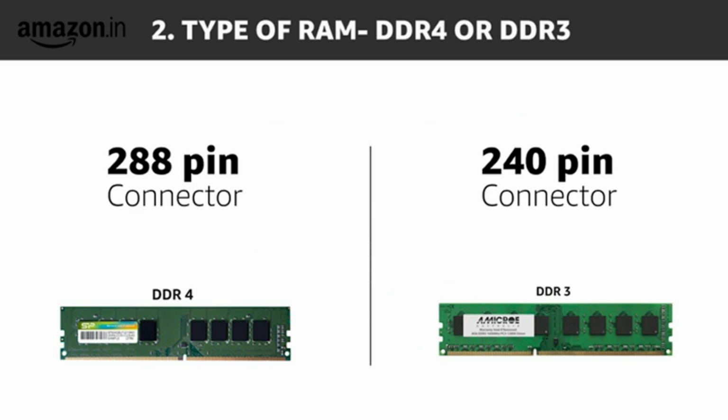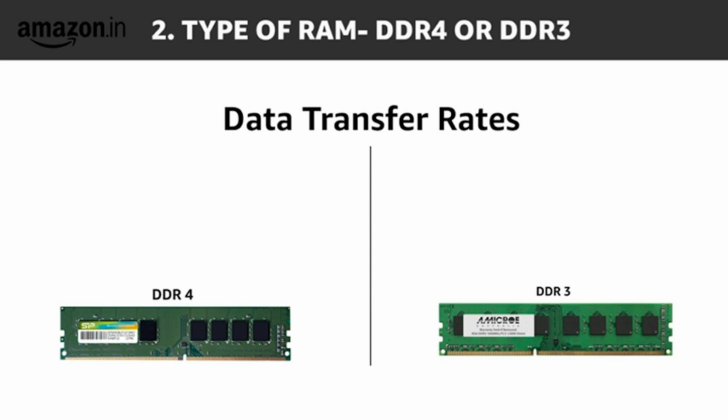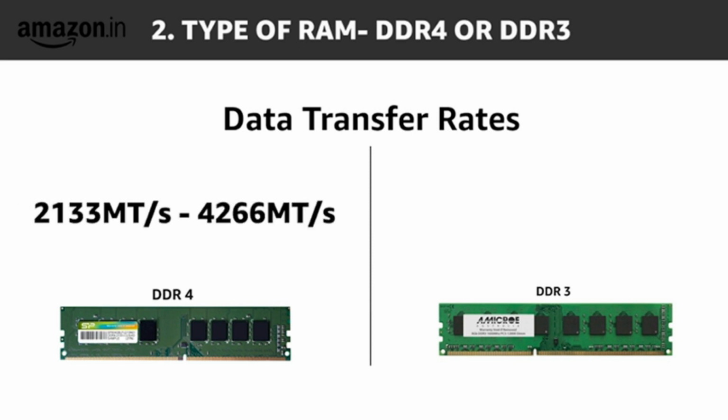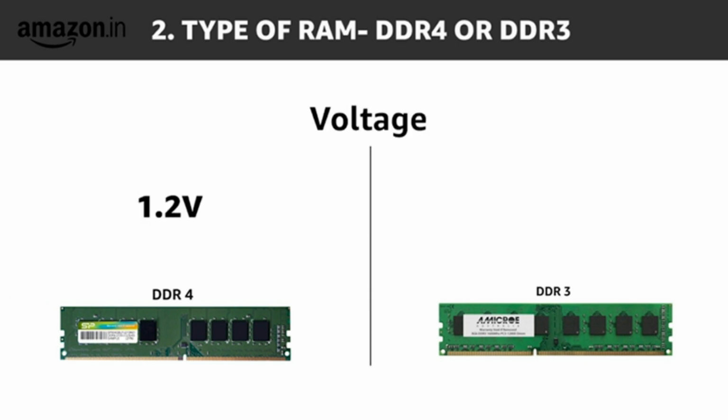Another key difference between these two types of RAM is the speed at which they can transfer data. DDR4 RAM can transfer data at a rate between 2,133 million transfers per second and 4,266 million transfers per second, while DDR3 RAM can only hit data transfer rates between 800 million transfers per second and 2,133 million transfers per second. DDR4 RAM also uses a lower voltage when compared to DDR3 RAM.